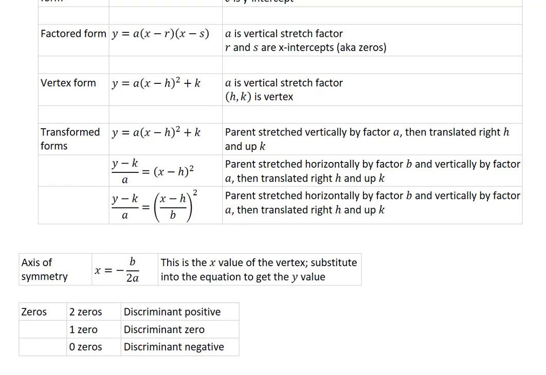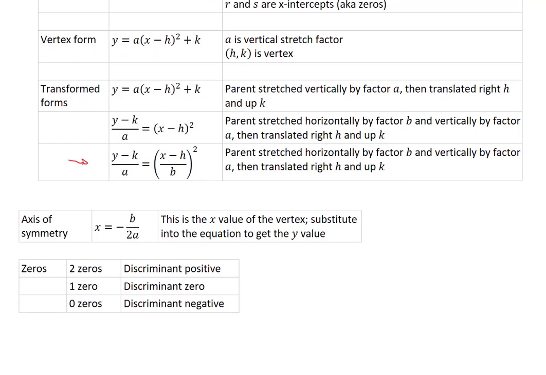In the chart here, I've got many ways of writing transformed forms. The last of the 3, this one here, includes a horizontal stretch, which is actually not in the regular MPM2D curriculum, but we have covered it in the 2DP version of the course.